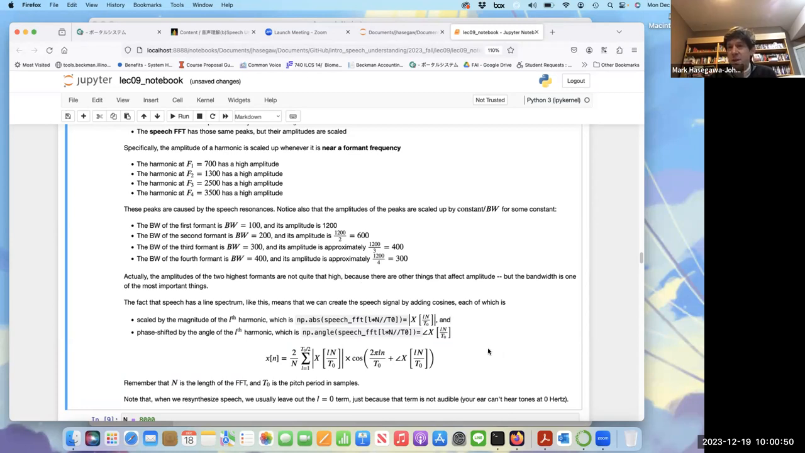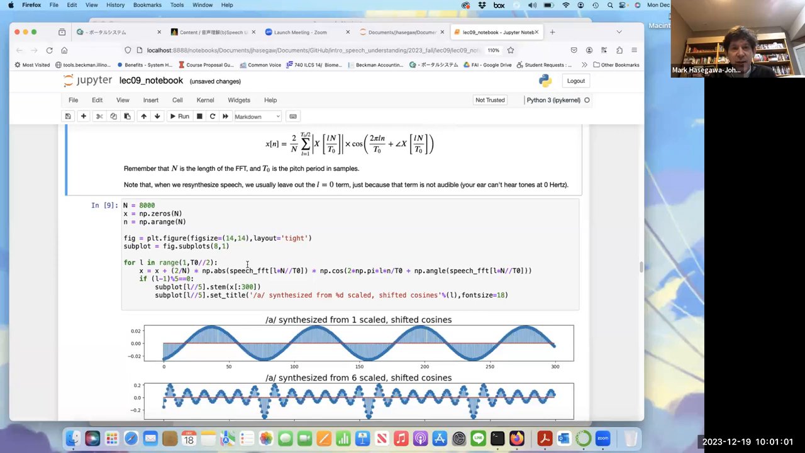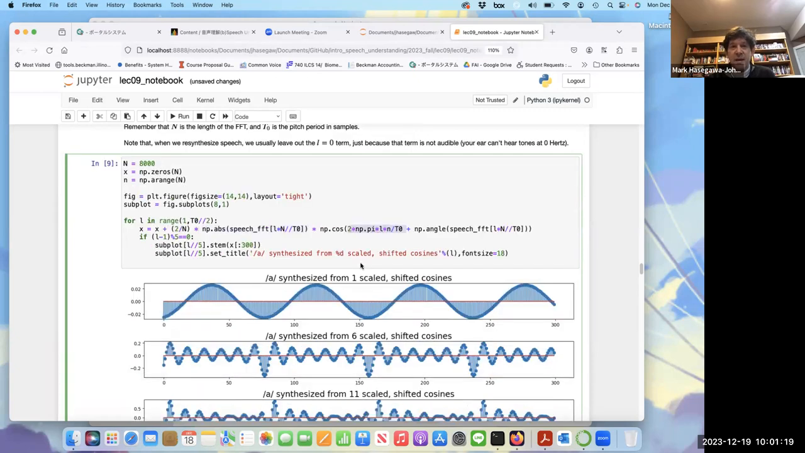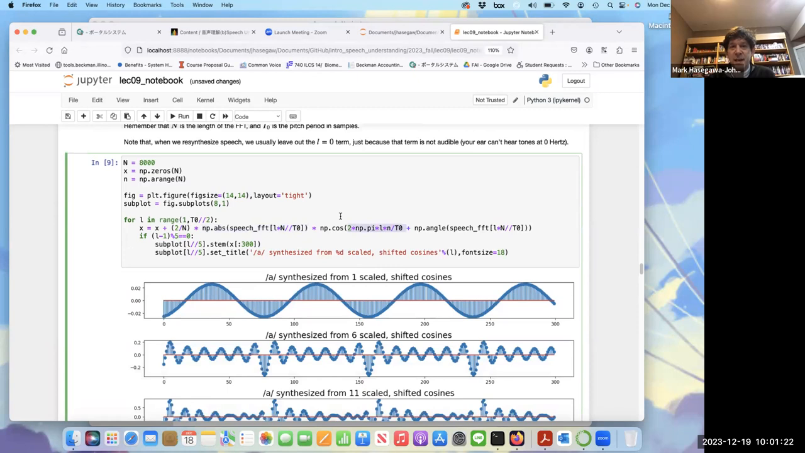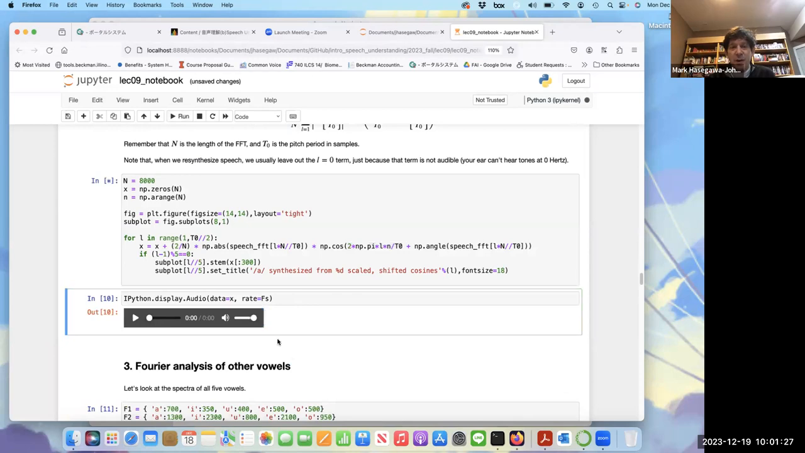The other thing to notice is that because we're adding together cosines, we can actually reconstruct the speech by taking cosines and scaling them by those amplitudes and then adding them together. If I take the absolute value of the speech FFT at the lth harmonic, and multiply that times a cosine, I don't even really need the angle, but if I take 2 times pi times the frequency and multiply it times that cosine, then I get back the same speech signal, added together harmonic by harmonic.